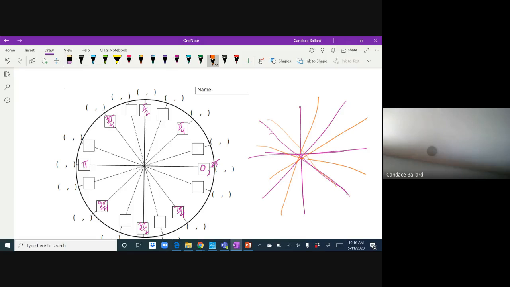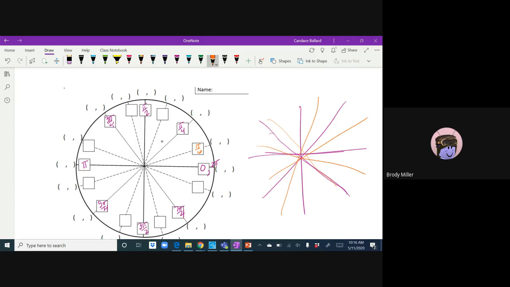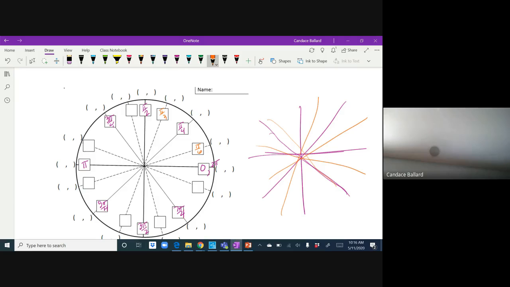So I'm going to now add in my other layer of angles. I'm going to do my pi over 6s, which will also take care of my pi over 3s. So this is 1 pi over 6. This is 2 pi over 6, which we reduce to pi over 3. Then 3 pi over 6 would be here, which is pi over 2.